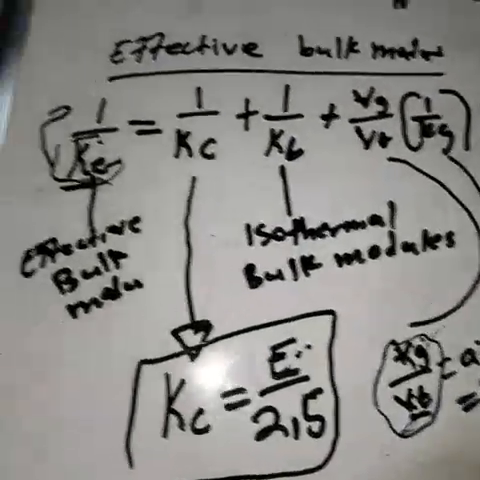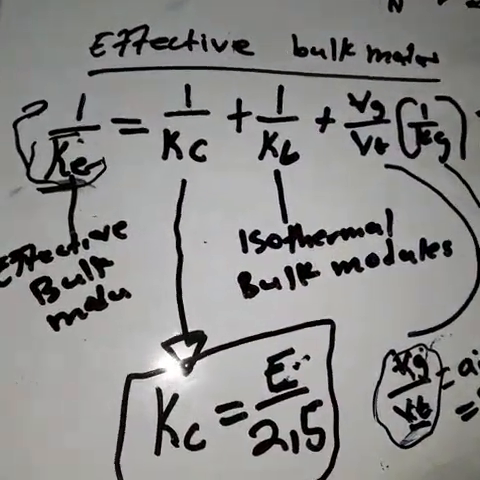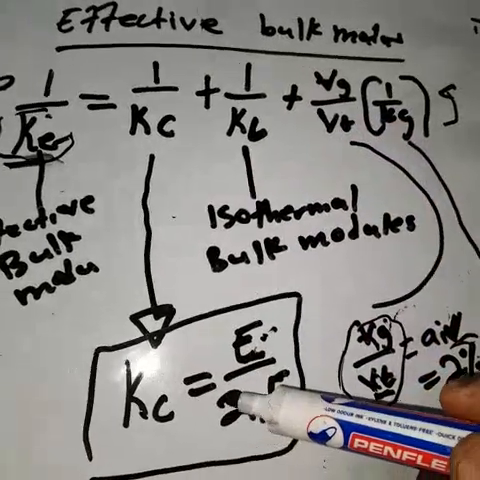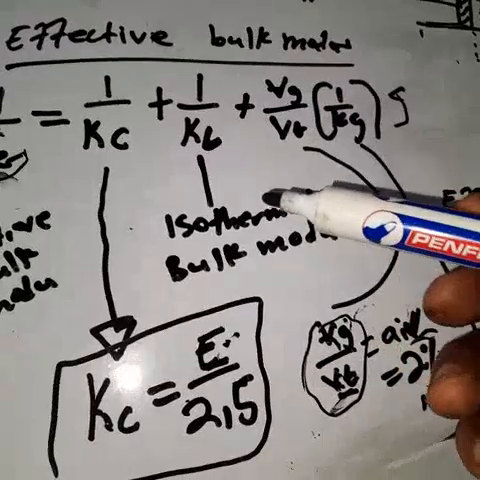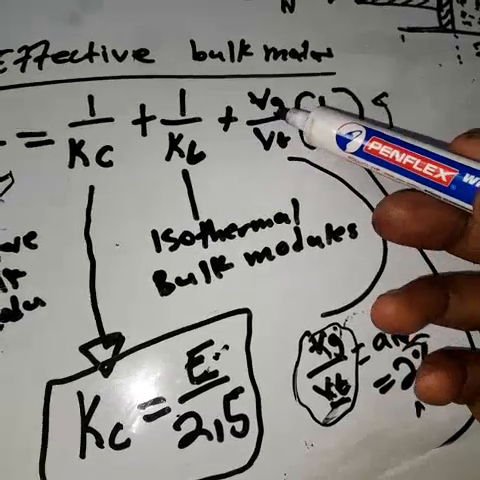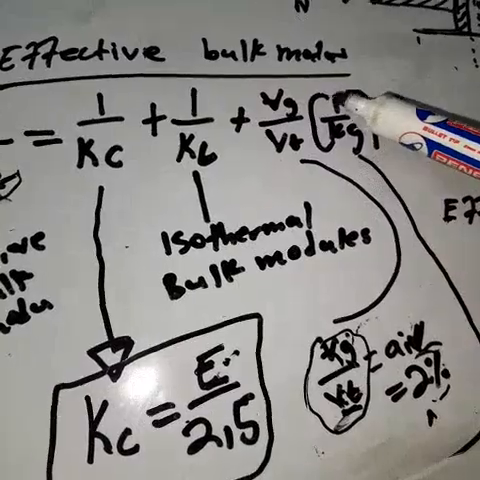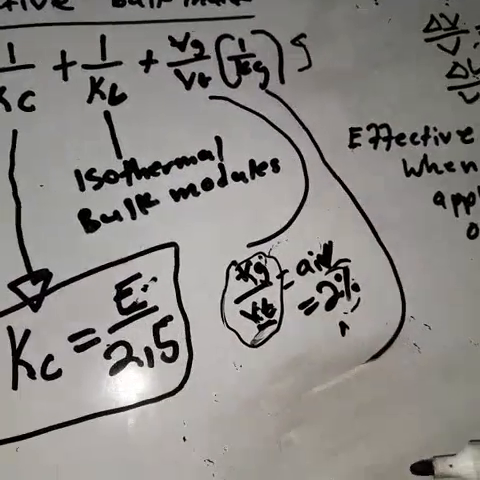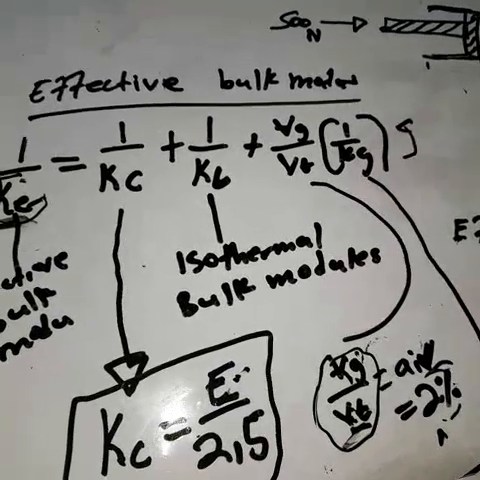Remember, this is effective bulk. Kc is given by E over 2.5. KL is isothermal bulk. This is the amount of air in the system, total air. This is Kg. You know this formula. Okay, I hope you understood this, guys.